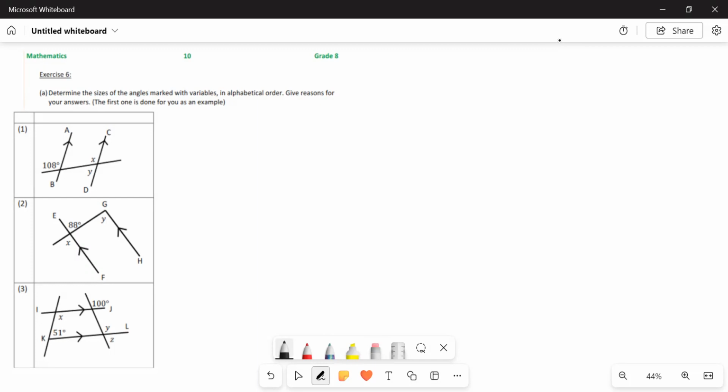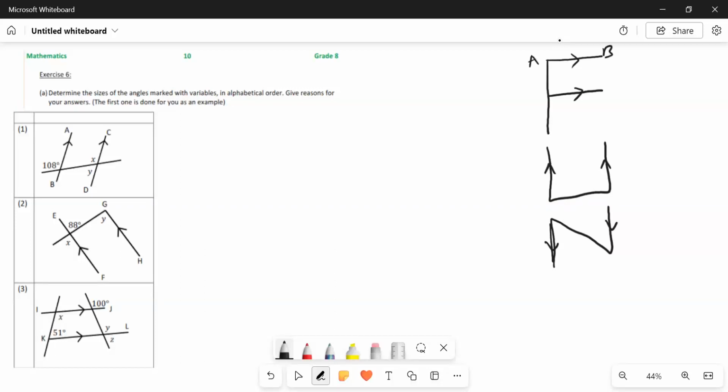If I consider these three questions, I can tell that there are parallel lines, right? As soon as I see parallel lines, I think of a fun method, which is our F, our U, and our N. Here, our parallel lines. Let's say now this is our A, B, C, as well as D, A, B, C, D.